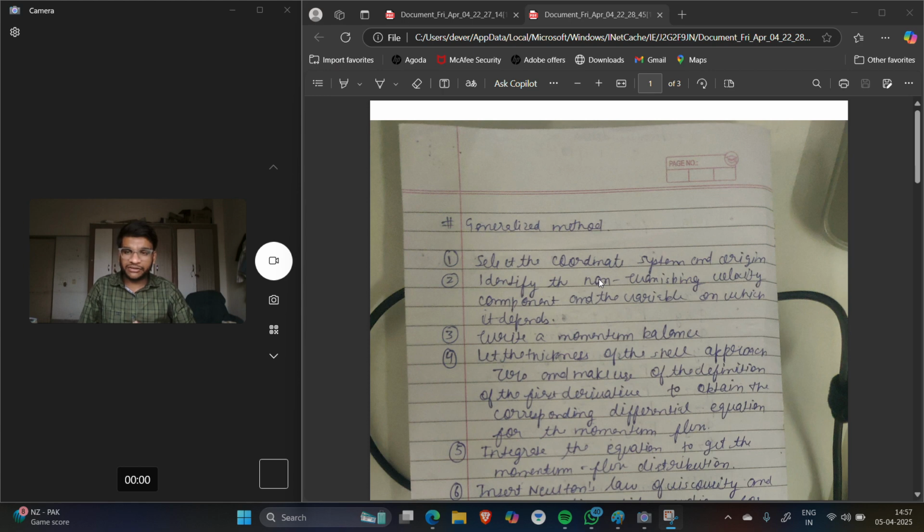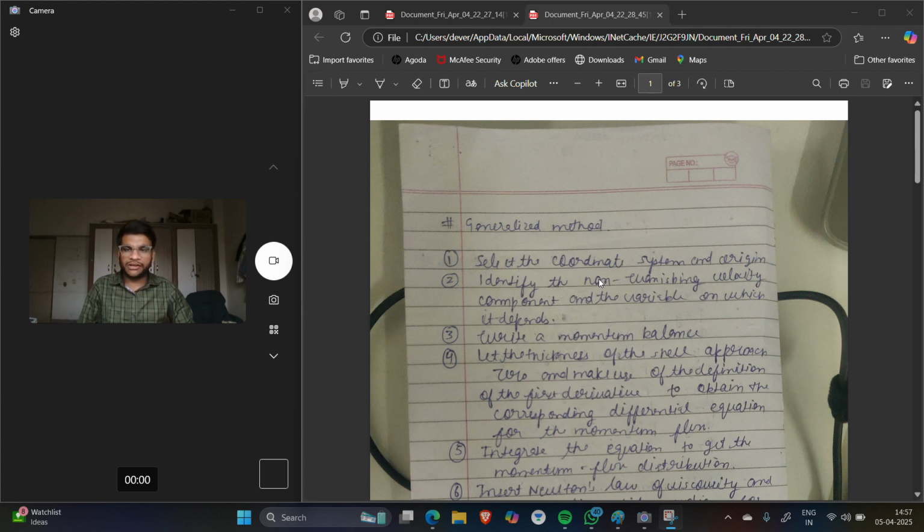Let me first give you a brief intro to what shell momentum balance is. Note one thing: we will solve all problems at steady state. What is steady state? We all know steady state means there is no change in properties with time, meaning properties like velocity or the force acting on the body are constant with time.